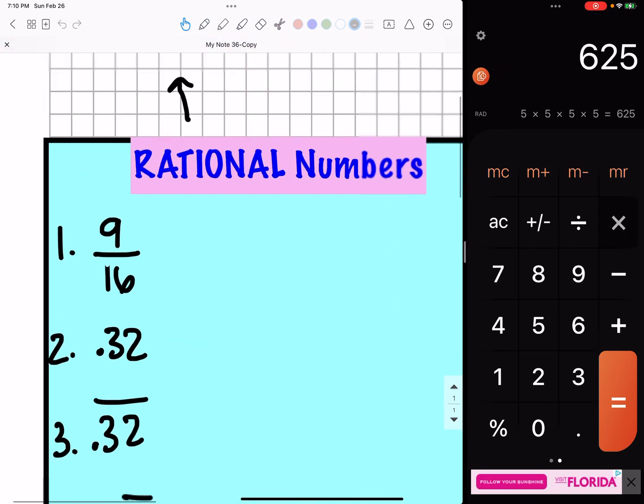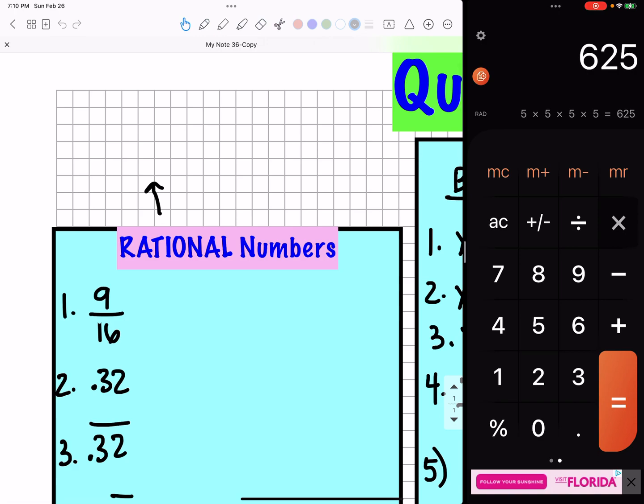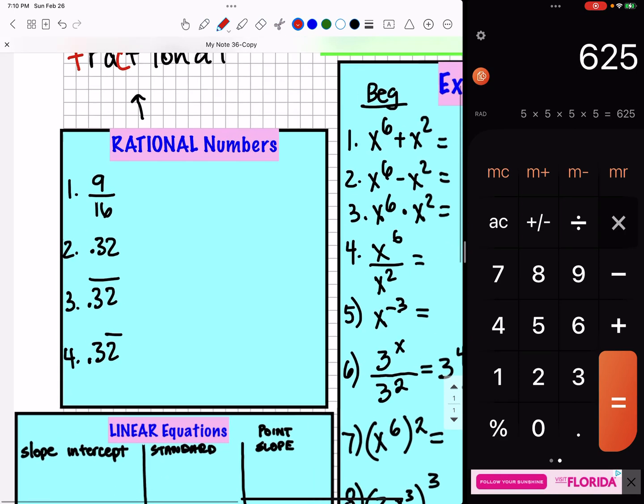Here we go. Rational numbers, what are they? Remember the word rational? We can turn it into fractional. So anytime you can make a fraction out of a number, it is a rational number. So here we've got three rational numbers.